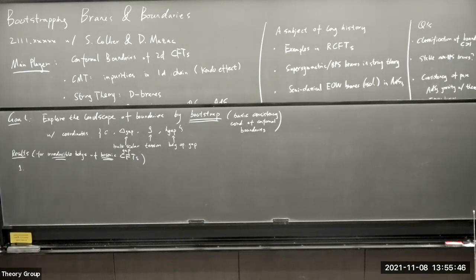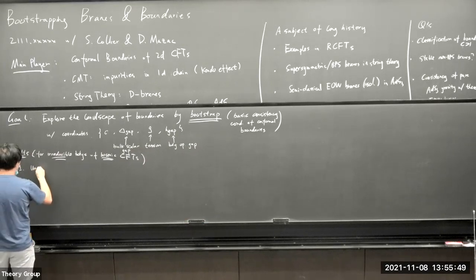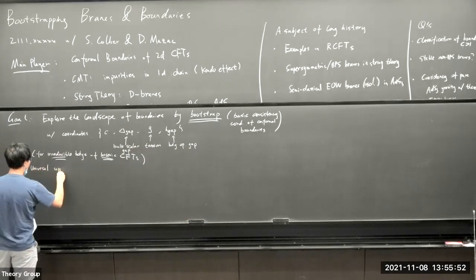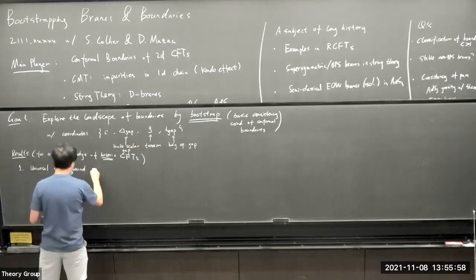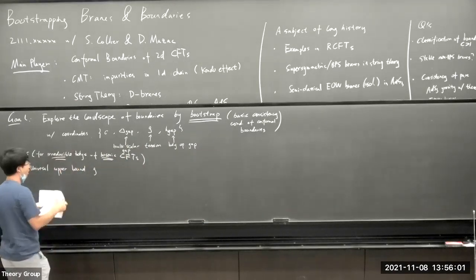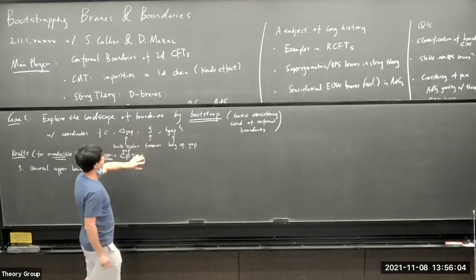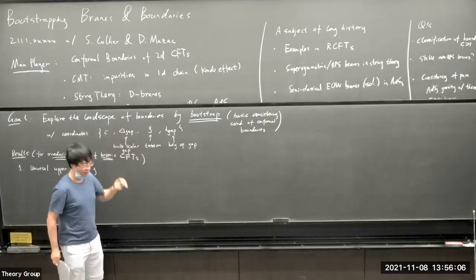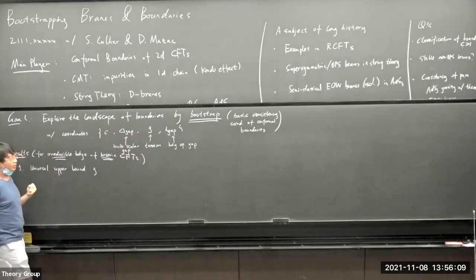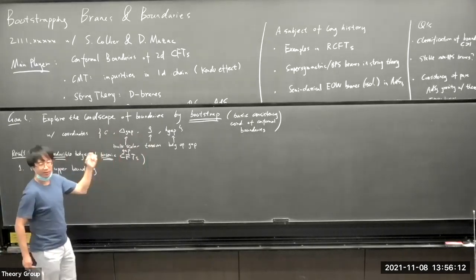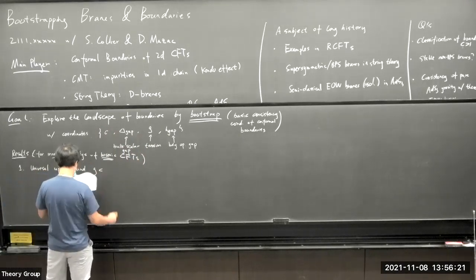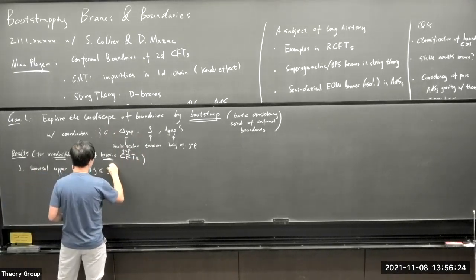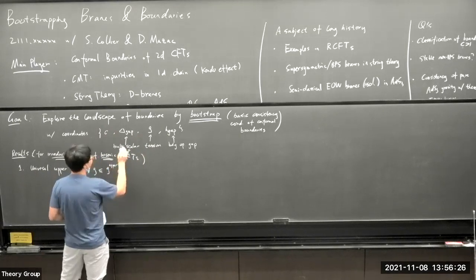Result number one: we derive a universal upper bound on the brane tension. Just like the bulk central charge is a characterization of the number of degrees of freedom in the bulk, the brane tension is a regularized count of the degrees of freedom on the boundary. In result number one, we derive an upper bound on the brane tension that only depends on the bulk central charge.